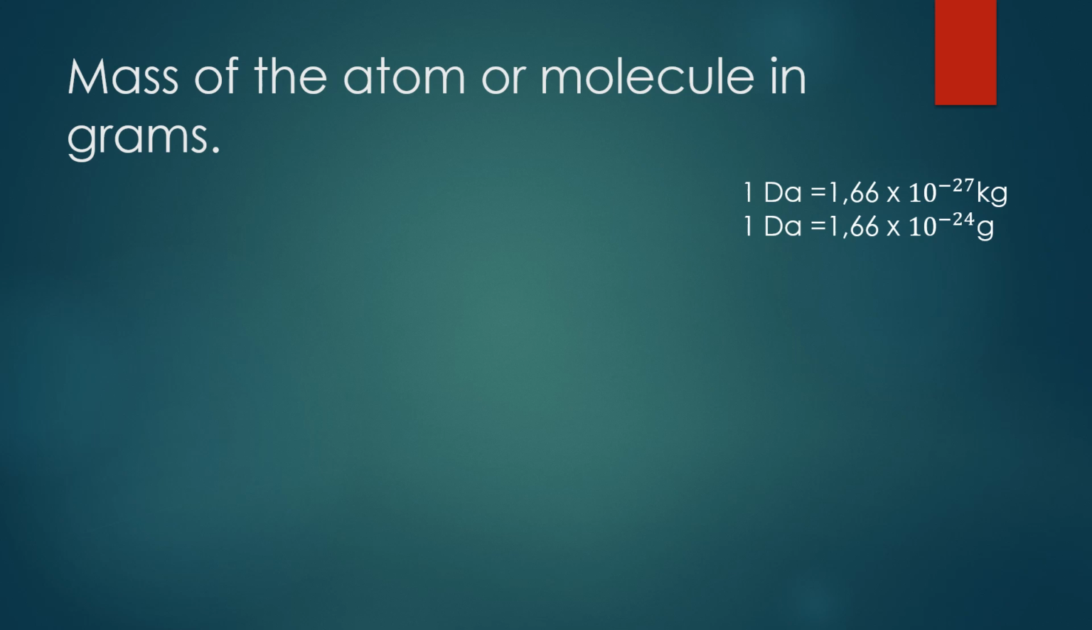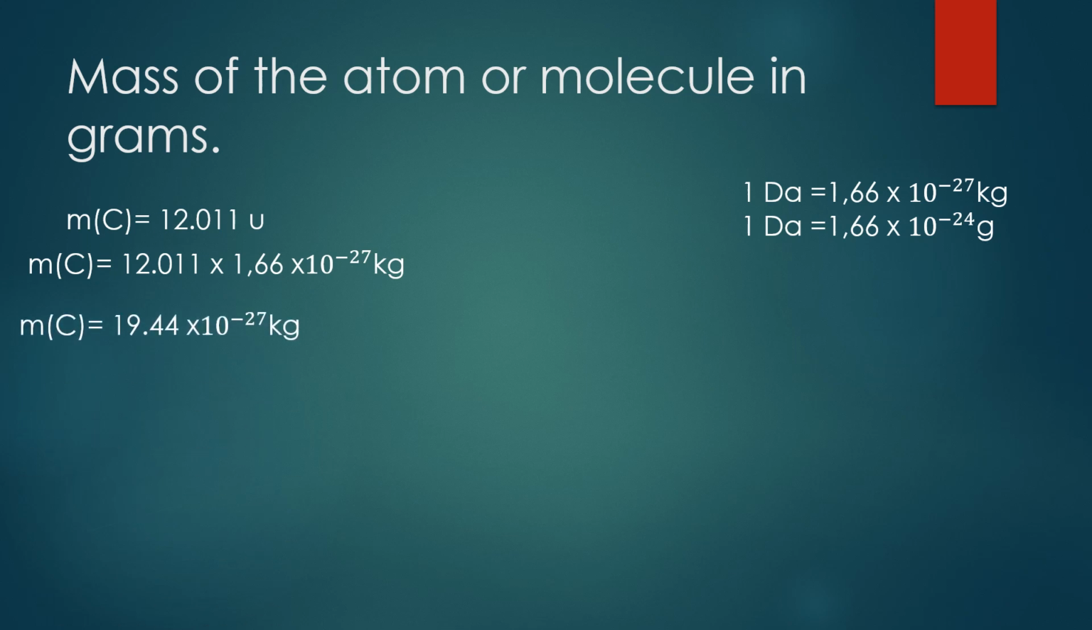How can we actually get the mass of the atom or molecule in grams? For example, the mass of carbon we already solved in the previous task, and it was 12.011 U or AMU or Dalton. And we already know that Dalton is equal to these two numbers, depending on whether you want grams or kilograms. So what you need to do is multiply this number with 1.66. The number that you get will be 19.44 times 10 to the power minus 27 kilogram. And this is basically the solved task.